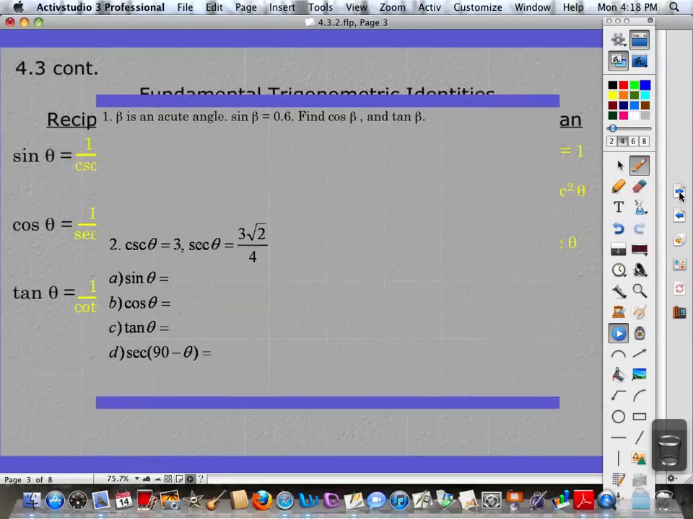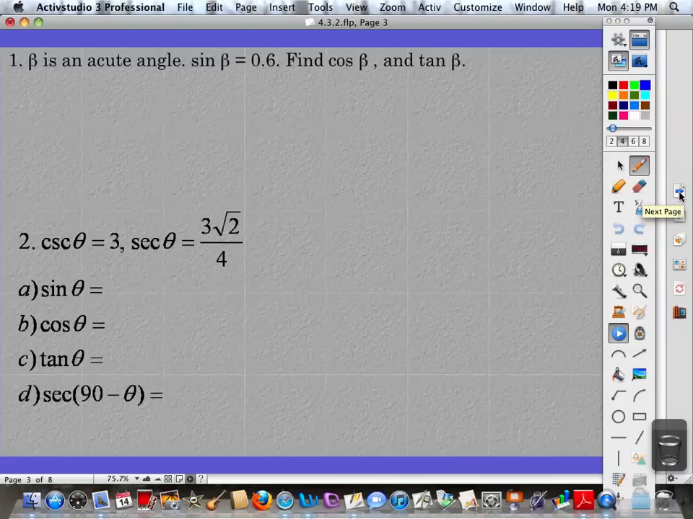So let's move on. Example 1, beta is an acute angle. The sine of beta is 0.6. We want to find the cosine of beta and the tangent of beta. Well, since we know that beta is an acute angle, what we can do is we can take this and we can come up with a triangle. And more specifically, we can come up with a right triangle.